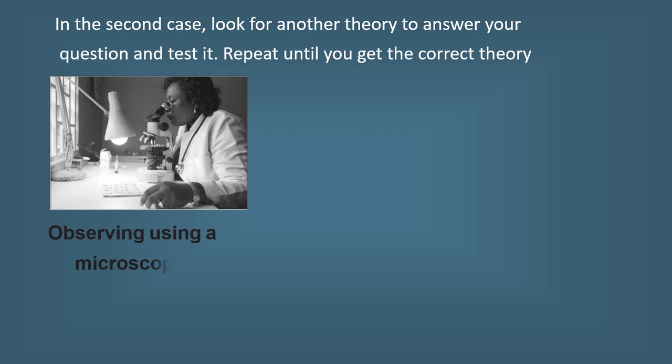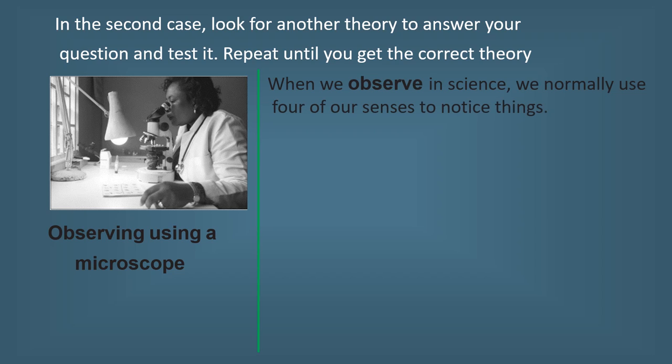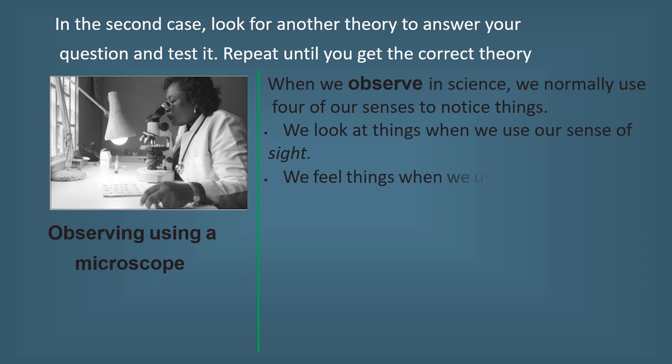So here I'm showing you a picture of observing through a microscope, which is one of the methods used in scientific method. When we observe in science, we normally use 4 of our senses to notice things. We look at things when we use our sense of sight. You have to observe. Okay, we feel things when we use our sense of what? Touch. So I'm just reminding you about the 4 senses that are used.